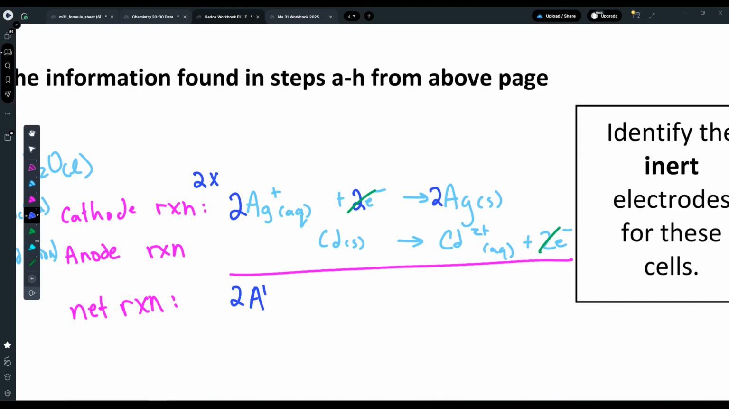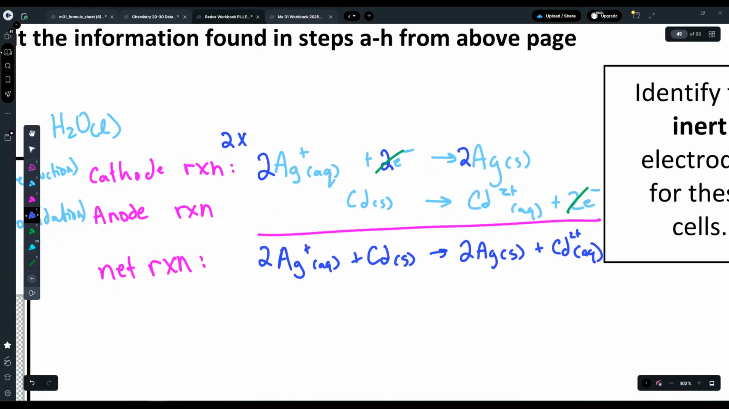So 2 silver plus cadmium solid gives us 2 silver plus cadmium, 2 plus aqueous. Here we go.